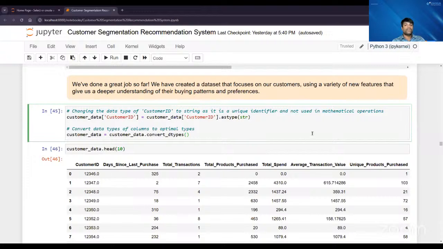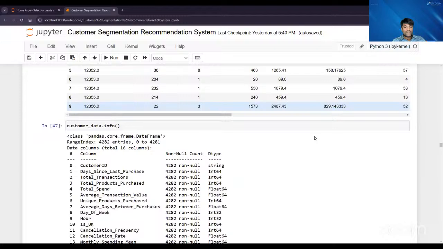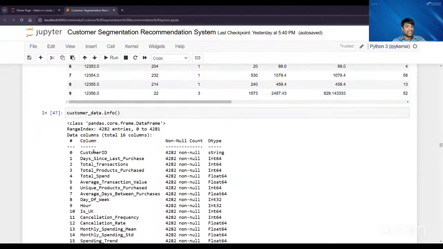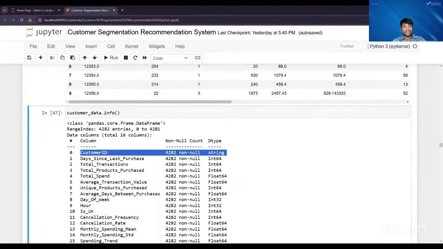Now what we are going to do is change the data type of the customer ID to string, as a unique identifier, which is not used in mathematical operations. So we are going to convert the data type of the customer data, particularly the customer ID column. After converting, this customer ID, instead of integer, becomes a string. I'll tell you why we have converted.